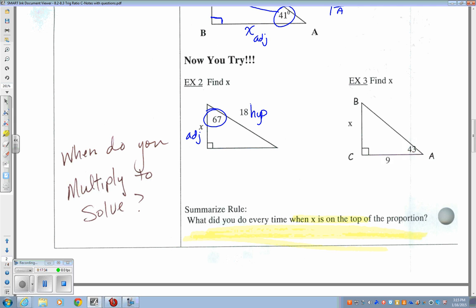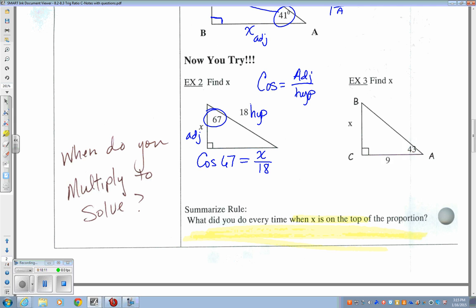Now my third step is to determine what trig function is associated with those parts, adjacent and hypotenuse. What trig function? Cosine. Cosine is adjacent over hypotenuse. So now I'm going to write the trig function using my angle. I would write the cosine of 67 degrees is equal to the adjacent over hypotenuse. So that would be x over 18.